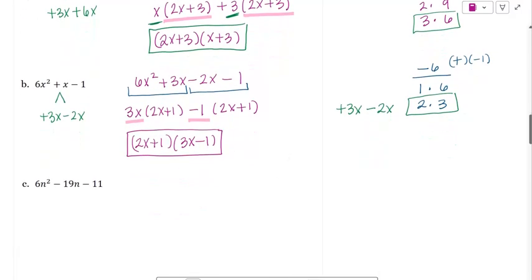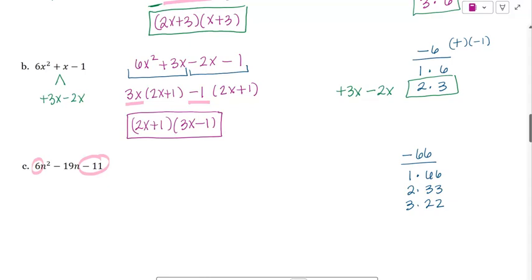Example C. We'll start by multiplying 6 and negative 11. Do some side work. 6 times negative 11 is negative 66. The factors that will multiply together to give me 66 are, let's start with 1. 1 times 66, 2 times 33, 3 times 22. That's not divisible by 4, I don't think. Not 5. 6 times 11. Let's see, is there anything else?